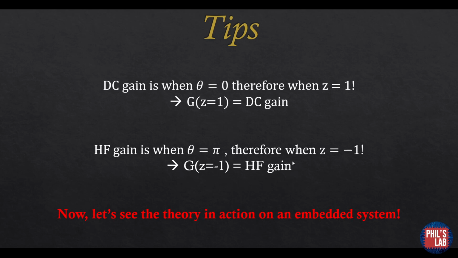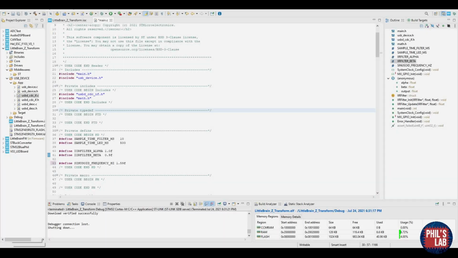Now again, let's see this theory in action on an embedded system and see how our IIR filter actually performs with a frequency response on an STM32 microcontroller. So to check for the frequency response, we're just going to look at one single frequency and see if that matches up with our theoretical Bode plot. So I'm increasing the filter sample rate, or rather decreasing the filter sample time back to 10 milliseconds. That gives a 100 Hertz sampling rate, just so we can quickly see what's going on.